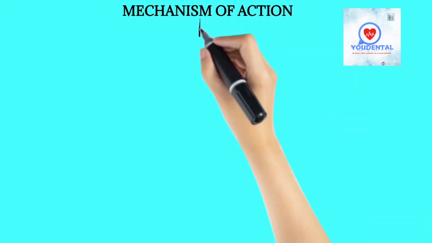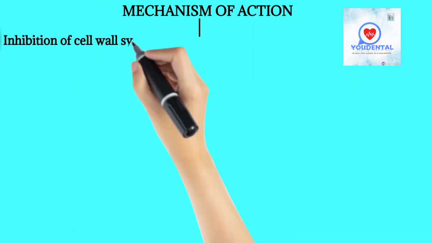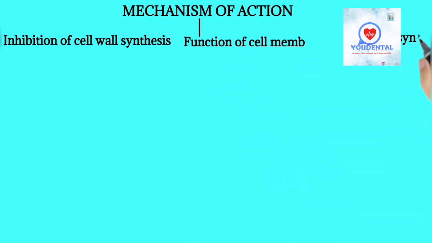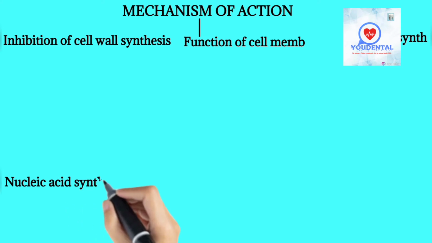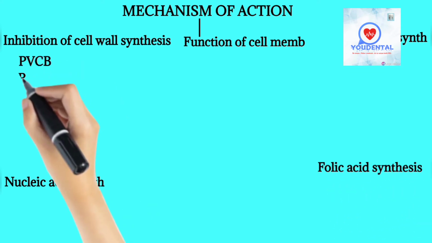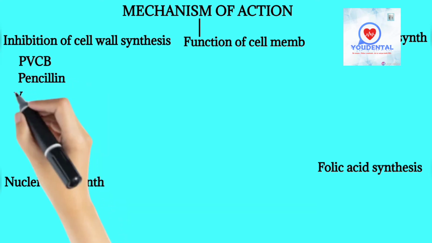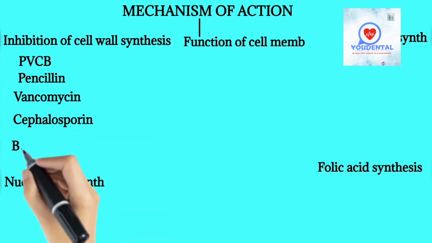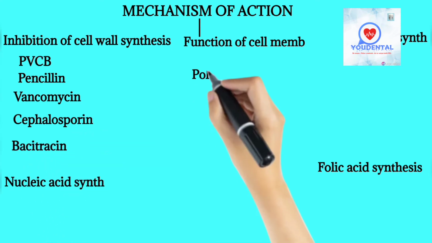First we will see the mechanism of action. In this we will remember five things: inhibition of cell wall synthesis, function of cell membrane inhibition, inhibition of protein synthesis, nucleic acid and folic acid. For inhibition of cell wall synthesis, remember PBCB: penicillin, vancomycin, cephalosporin and bacitracin.